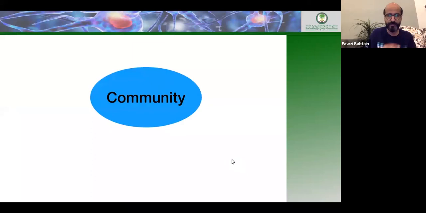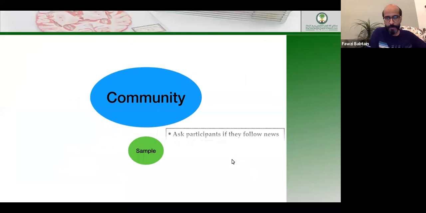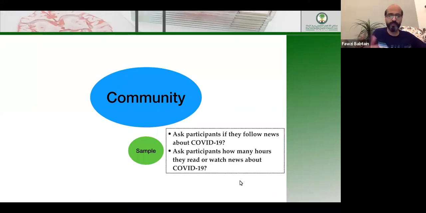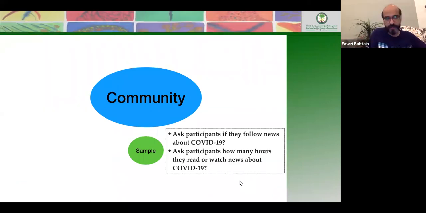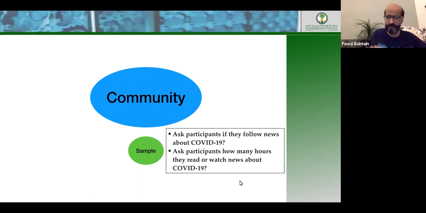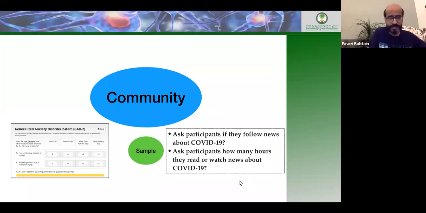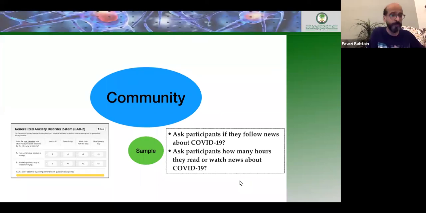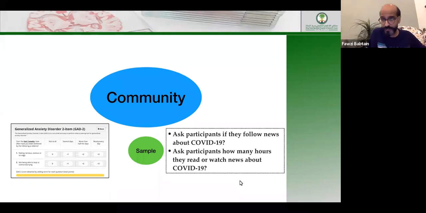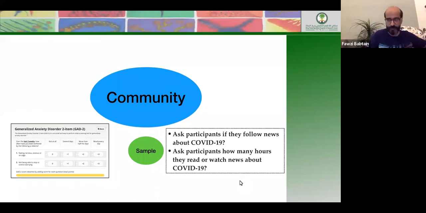I'll show you some examples now. So this is that community. I collected a sample, and I have different ways to either ask them or measure exactly whether they're looking into news about COVID-19 or not, and how many hours, and so on. There are objective ways to look into this if you can. And then I use GAD-7, whatever screening tool. This is a validated, reliable screening tool for anxiety. I apply it to everyone. So here is what will happen.